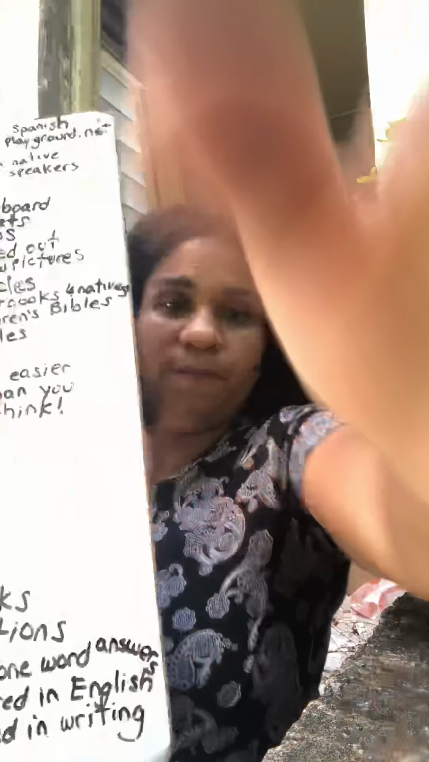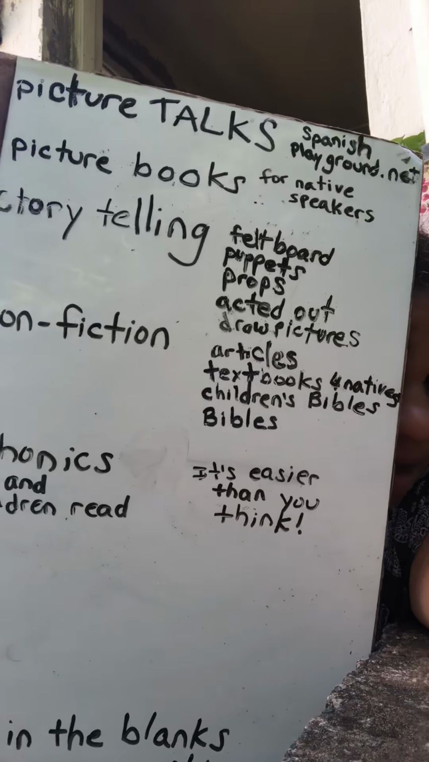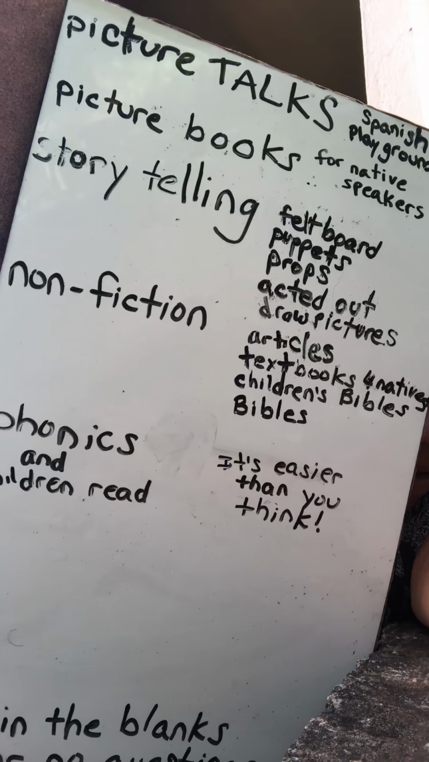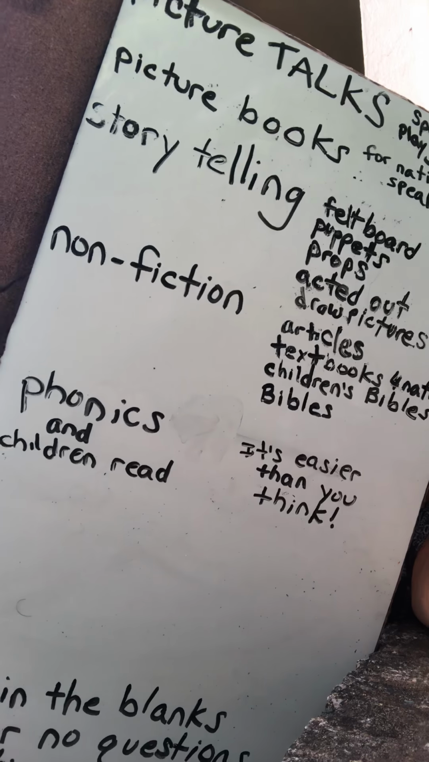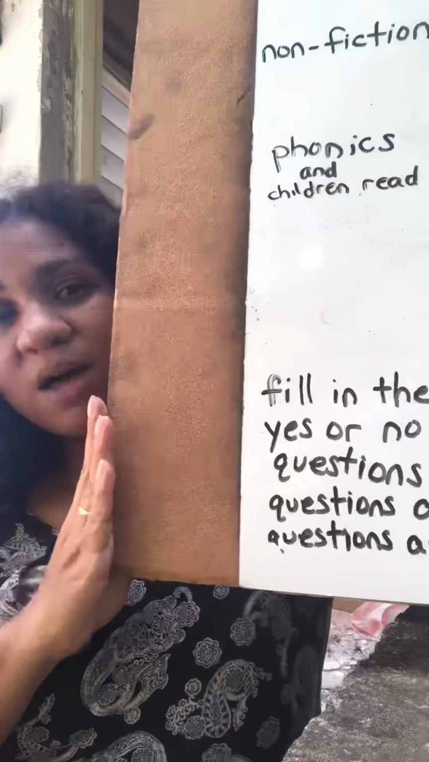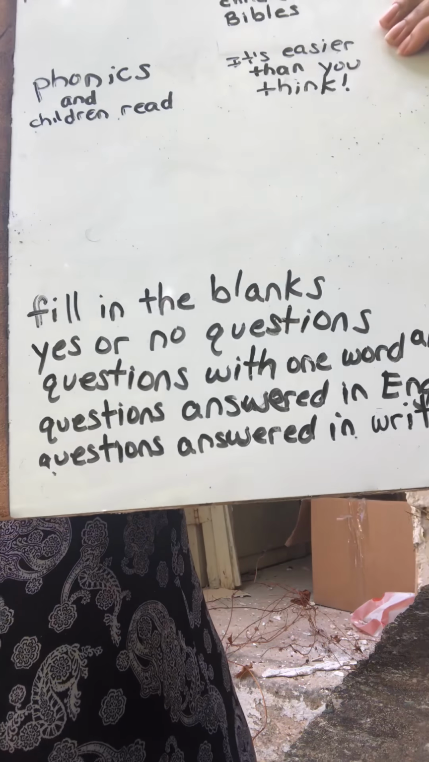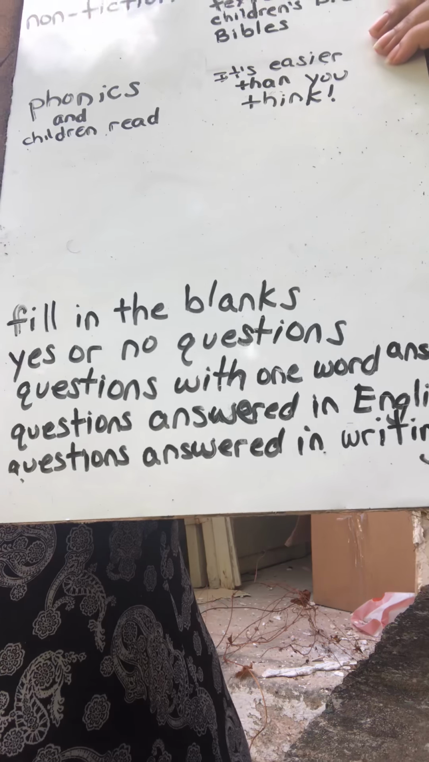Okay, so that was it. I have my notes here. We talked about picture talks, picture books, storytelling, nonfiction. If they have phonics lessons, they can read themselves. And we talked about some little simple things they can do to keep themselves involved. Fill in the blanks, yes or no questions, easy questions. And if you use textbooks for native speakers, the questions are right in the book.